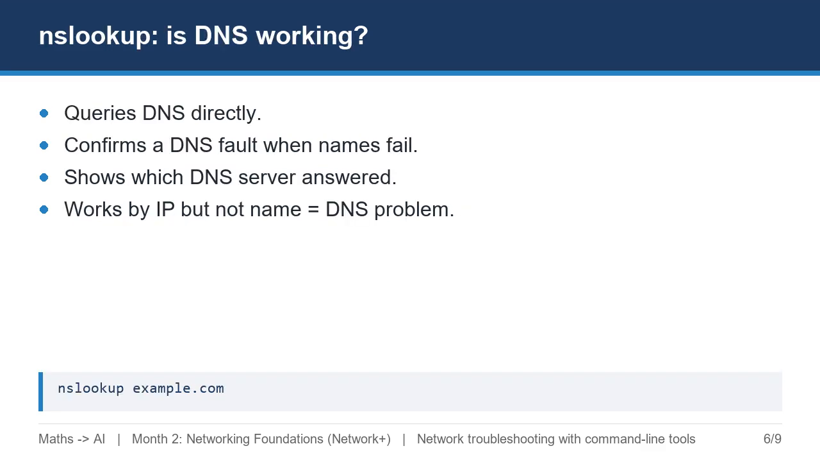We've met this one already: nslookup queries DNS directly. If pinging 8.8.8.8 works but website names fail, nslookup confirms the DNS fault and shows you which server answered. This is the tool that separates a name resolution problem from a true connectivity problem, and that distinction saves you enormous amounts of time.